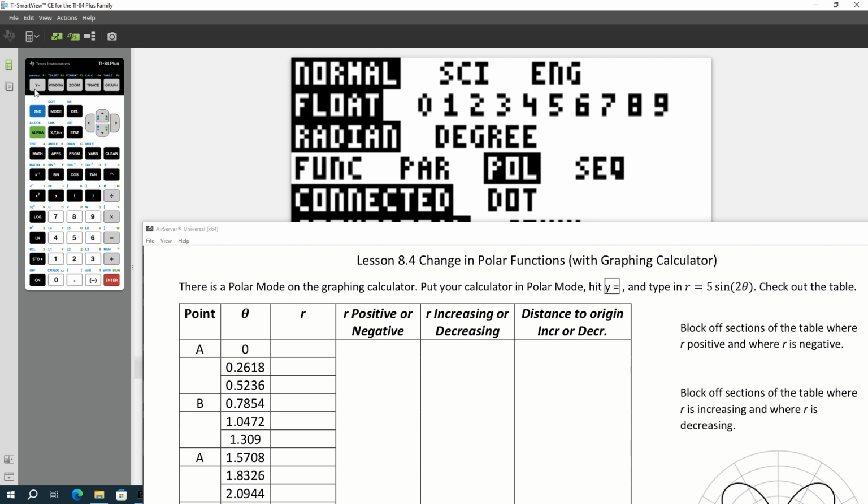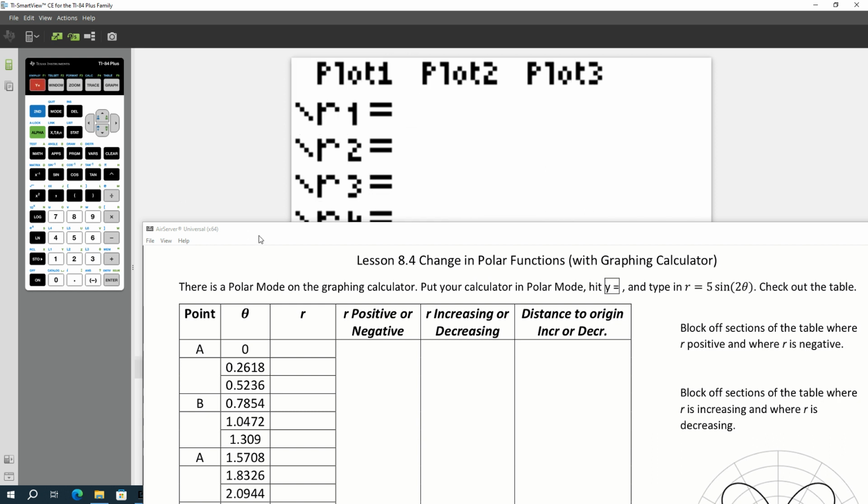And now, when you hit y equals, it is not y equals, it is r equals. I know, it's so cool. All right, so what we're going to do is type in this function, which is r equals 5 sine of 2 theta. R is already there. What you don't know is where theta is. If you look at what you normally click to hit x, it says X,T,theta,n. When you're in polar mode, when you hit that button, it is theta instead of x.